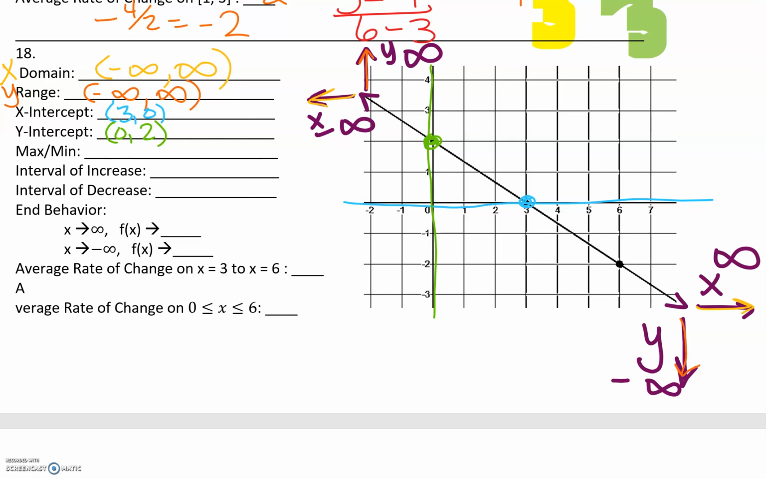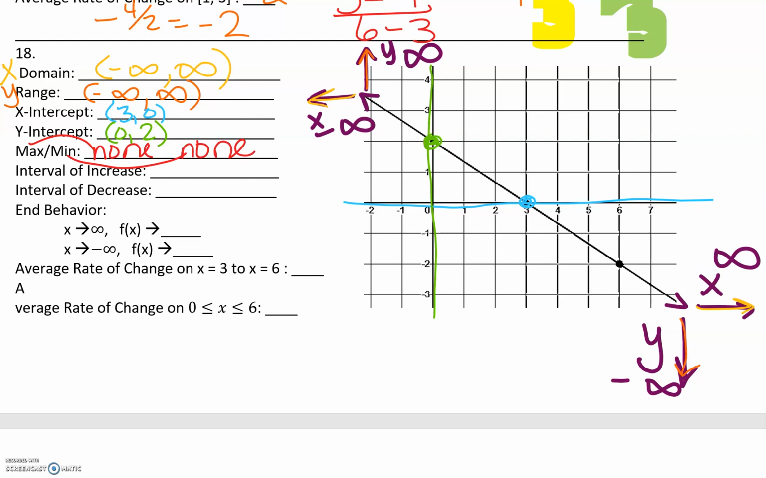Maximum and minimum. Maximum is my highest. My highest on this graph is positive infinity. Positive infinity means it's going to keep going and going. Can you get to a going and going? No. There is no maximum. All right, my minimum. My minimum, my lowest y value, again, is the negative infinity. You can't get to negative infinity because it's going to keep going and going. So again, the minimum is none.